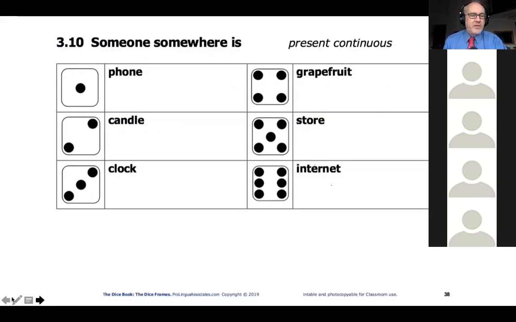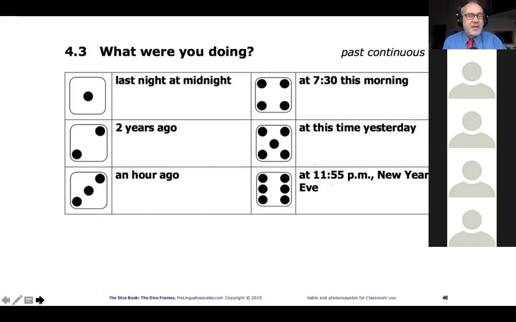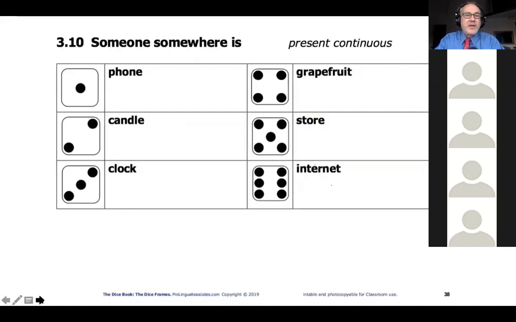And now here's, did we do present continuous? We did past continuous. Now here's a present continuous. Let's try to get a little bit more creative here in this game: Someone somewhere is. Let me give an example. I roll the die here. I got a 4.